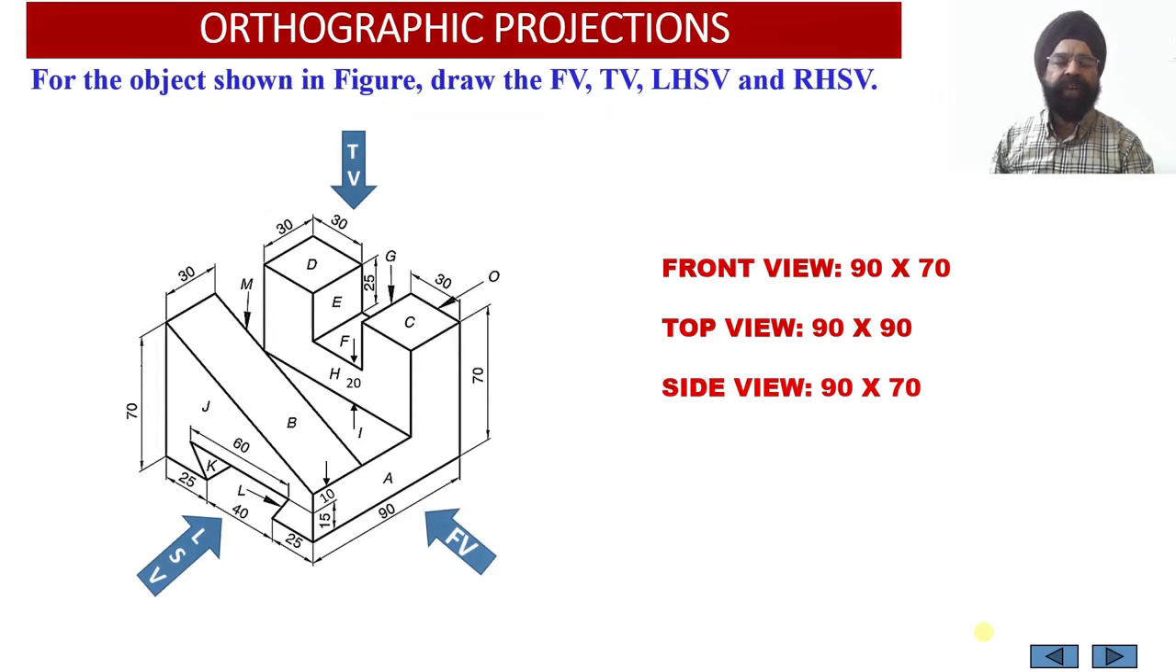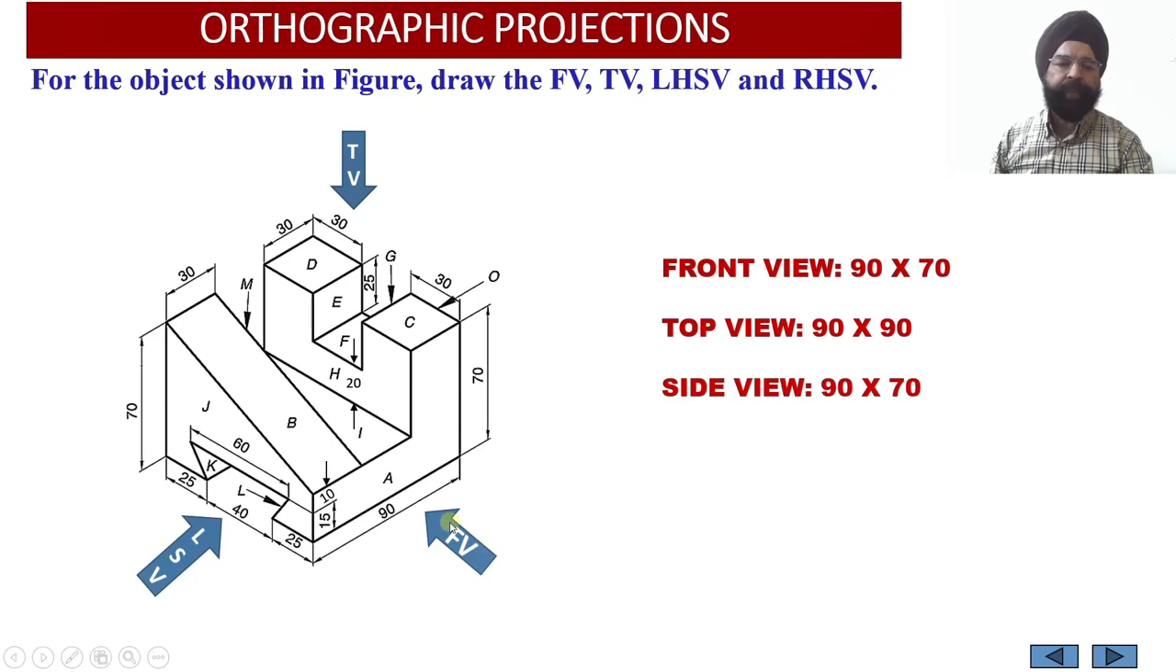Now here we have a 3D isometric projection of the solid, and using the information available in this 3D isometric projection, we are required to draw the orthographic projections, that is the front view, the top view, the left hand side view and the right hand side view projections over here. Now let us first of all evaluate the dimensions of the front view face, the top view face and the side view face over here.